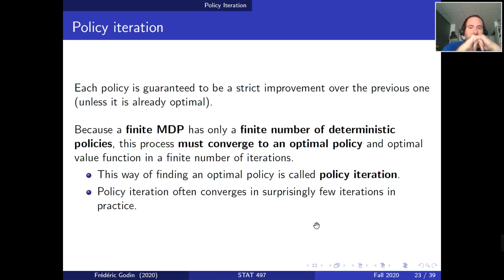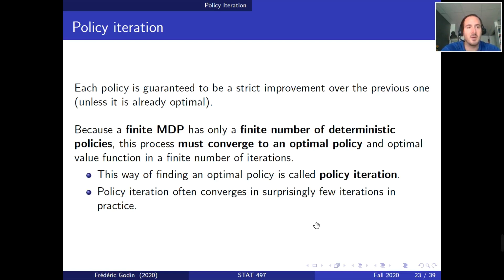So as we mentioned earlier, every time you come up with a new policy, the new policy must be a strict improvement over the previous one, unless it is already optimal. Okay, so if at some point your new policy doesn't change with respect to the previous one in the policy improvement, then it means you must have converged to the optimal policy.